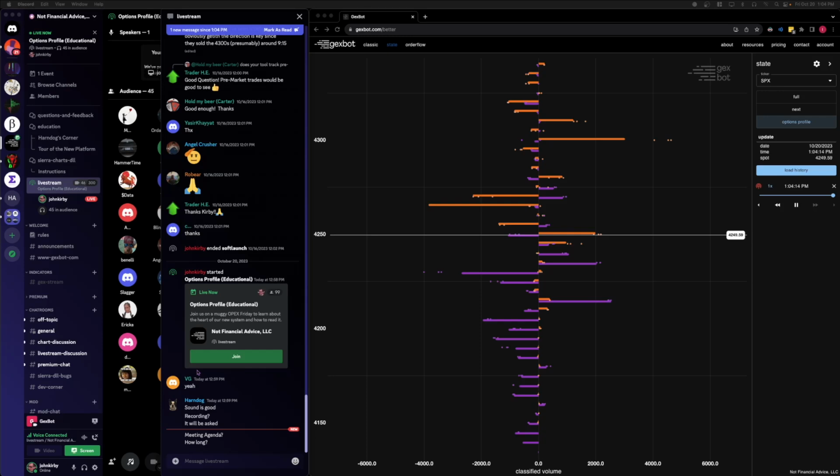The idea here today is really just to go over the options profile, like I said in the blurb. I'm going to go over it from a few different perspectives, and then we're going to look at something that actually happened this morning, which, despite the fact that today is Opex and in theory zero DTE is a little bit less influential, sorry, still seemed to pan out pretty well this morning.